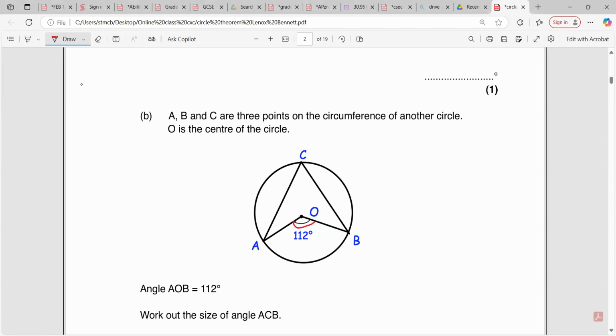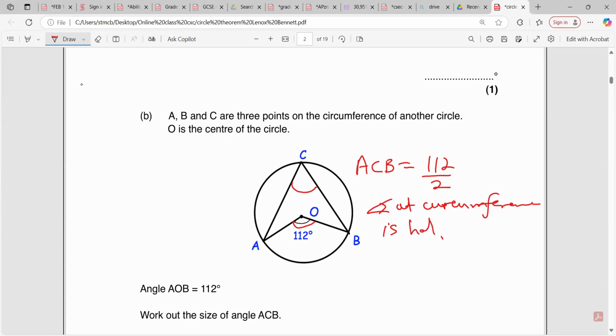We remember what the rule says. The angle at the circumference is what? So let me see, that's our ACB. So it's half the angle at the center. So all we have to do is just divide it by 2 and we give the reason. Remember, you can write: angle at circumference is half angle at center. Please write down the reason, guys.